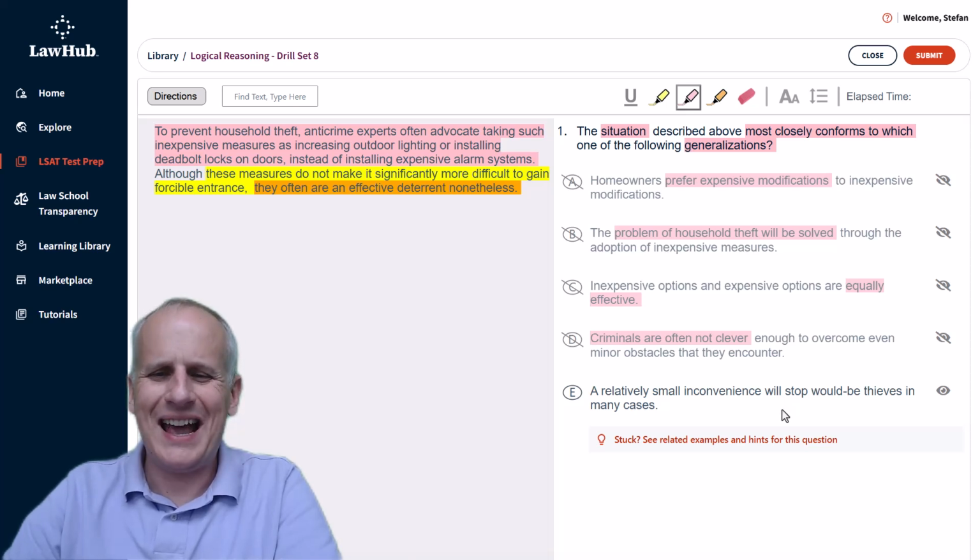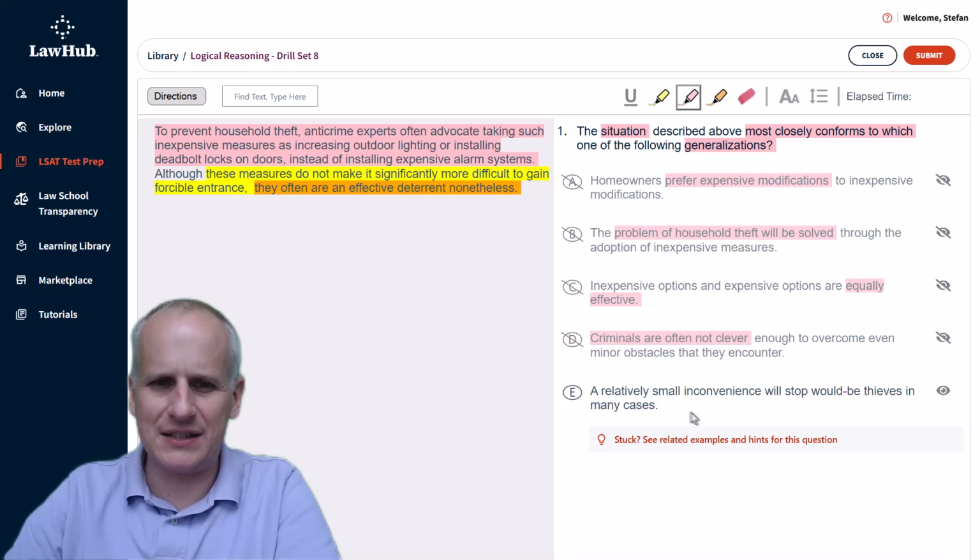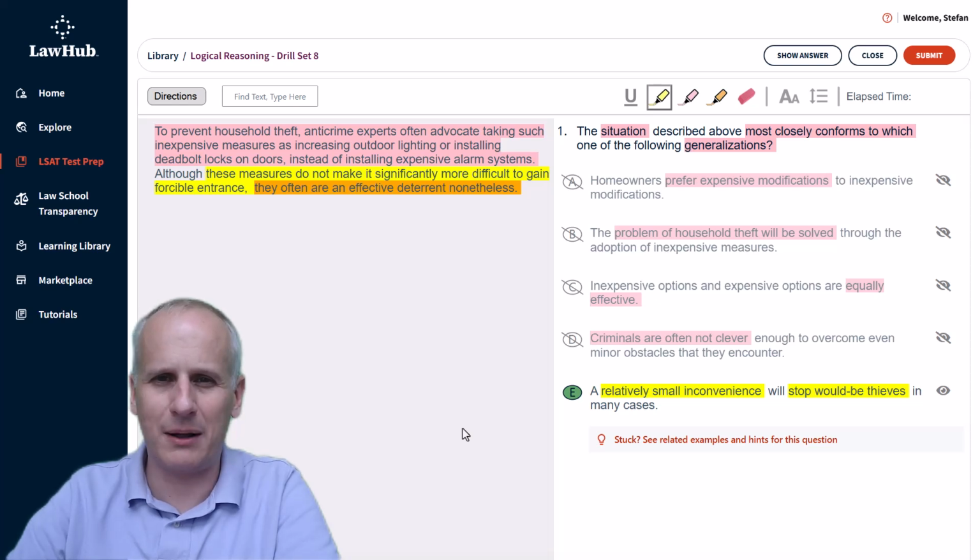Then choice E, a relatively small inconvenience will stop would-be thieves in many cases. Well, the relatively small inconvenience would be making it significantly more difficult to gain forcible entrance. So that matches conceptually the information on the left, and it is effective, so that means that it would stop these would-be thieves. So choice E is our correct answer, and you can see how the highlight tool can hopefully help you get there on problems such as this.